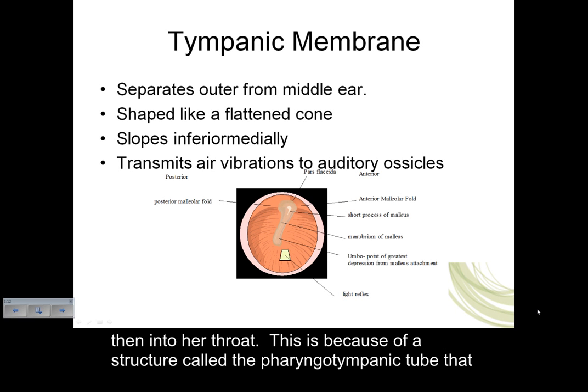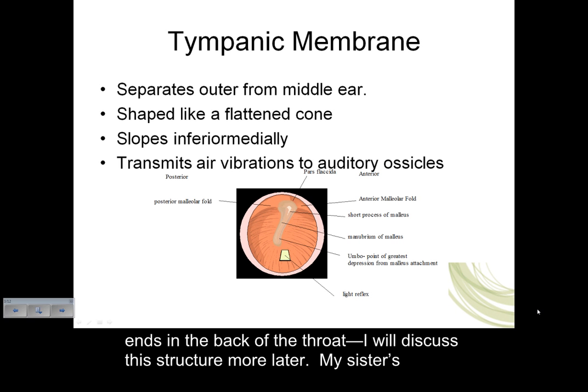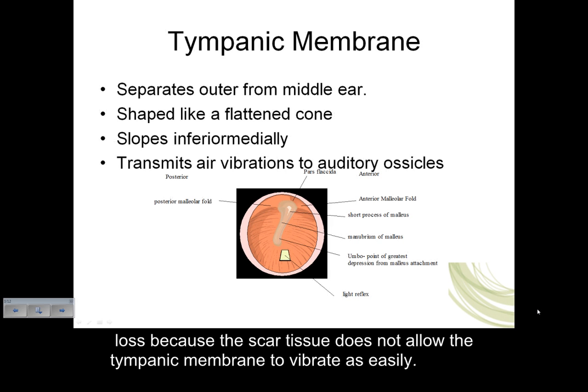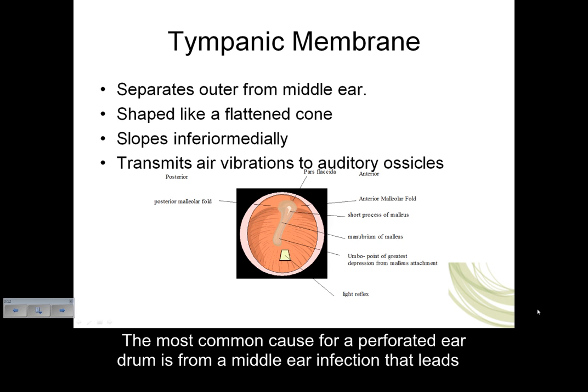This is because of a structure called the pharyngeotympanic tube that ends in the back of the throat. I will discuss this structure more later. My sister's eardrum did heal, but there was some scar tissue, and this has caused her to have some hearing loss because the scar tissue does not allow the tympanic membrane to vibrate as easily.